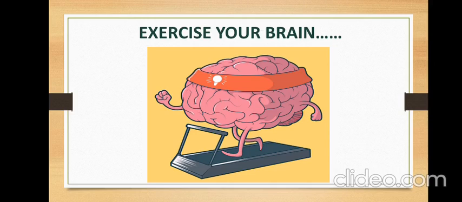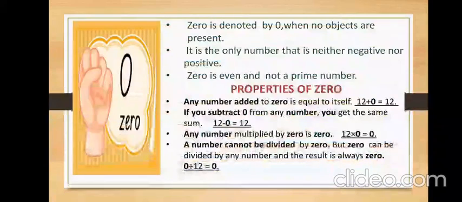Okay children, superb. The first topic is 0. When do we use 0? When there is absence of something, we use 0. Also, 0 is the only number that is neither negative nor positive. 0 is an even number and not a prime number.